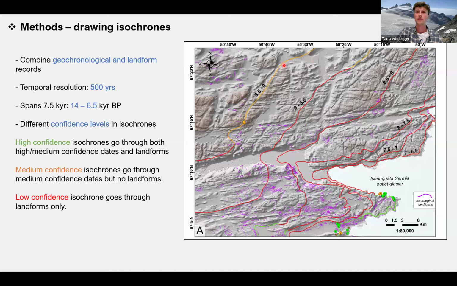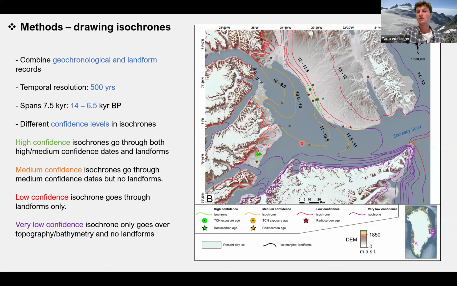We have some medium confidence isochrones in orange where we go through some dates of medium confidence, but we almost have no landforms. And also another scenario is we have these red lines here where we have good landforms that indicate the overall retreat pattern of the ice sheets, but we don't really have any dates. So we consider these to be quite low confidence. This was an example from Western Greenland. This is an example from Eastern Greenland, Scoresby Sound area.